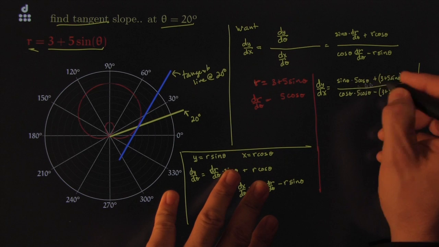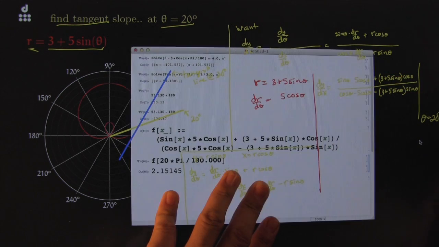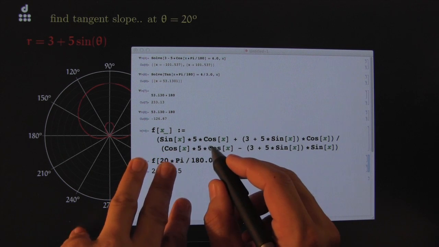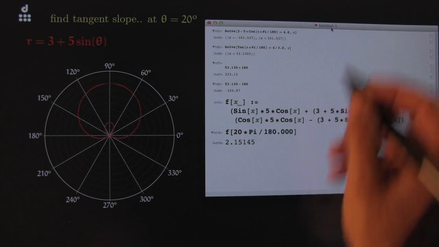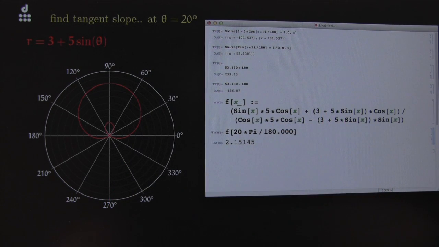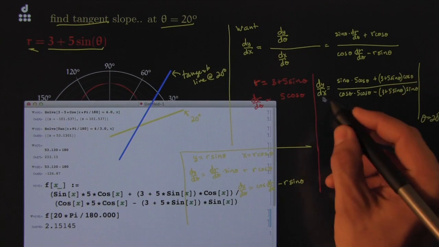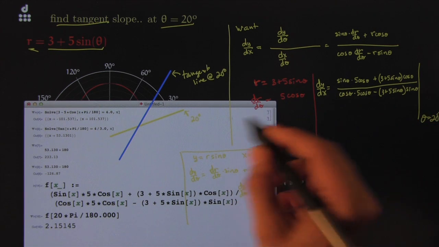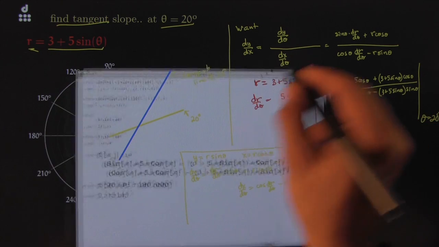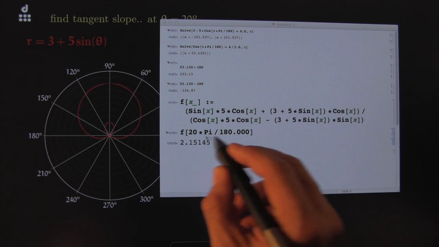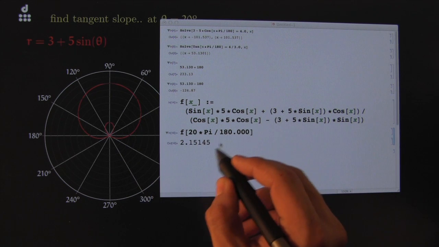I went ahead and I plugged this into a calculator and I've got the answer. This was the function that I got from the derivative work that we just got done doing. At any given angle, it gives you the precise slope of the tangent line. So at 20 degrees, I plugged it in there. This is just to change the degrees.